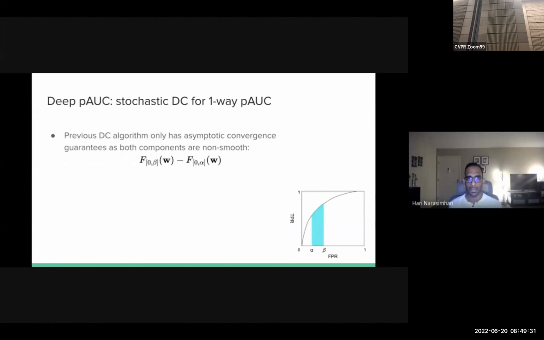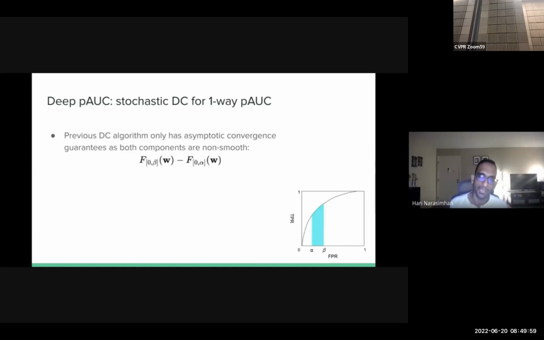Now remember that one of the earlier works on optimizing one-way partial AUC formulated the objective as a difference of two convex functions. And more specifically, the idea was to write out the partial AUC objective as the difference of the loss in the 0 beta range and the loss in the 0 alpha range.